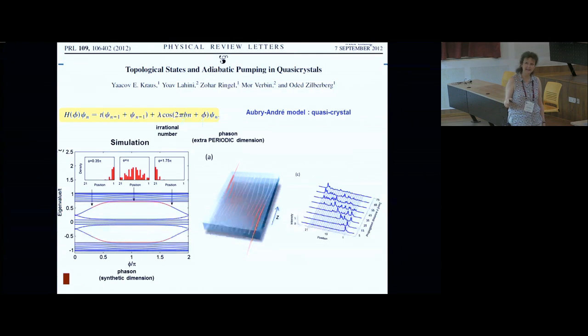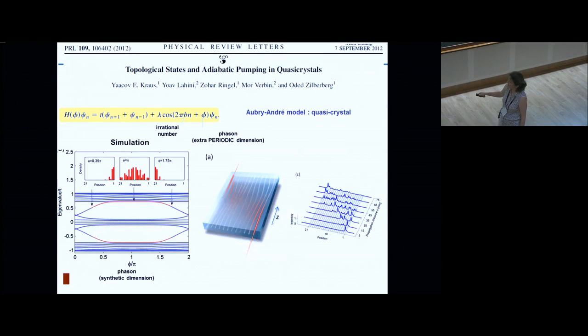Yes, so here, what I show is an experiment. So this is the calculation they did. They calculate the band structure. So you see that there are gaps, there are edge states, and they sweep phi. And you see that the edge states traverse the gap as you sweep phi.